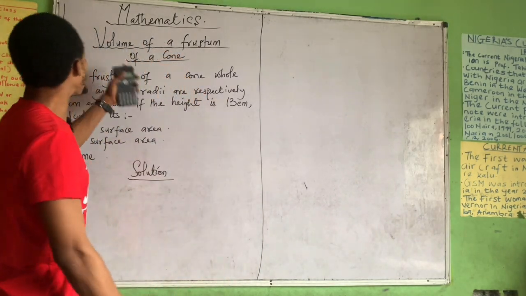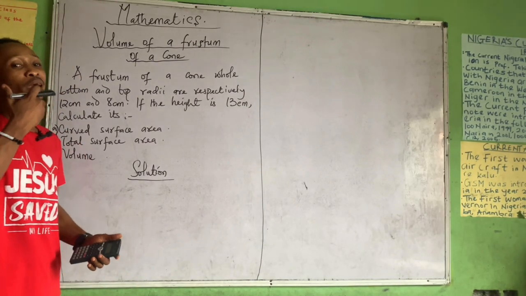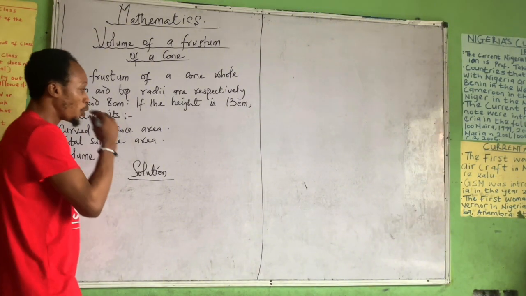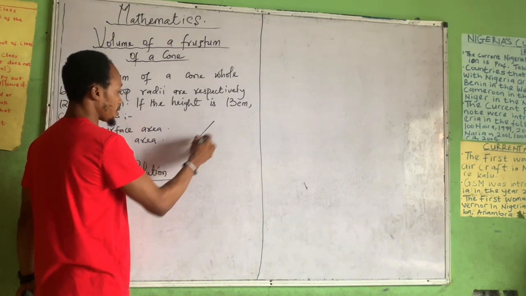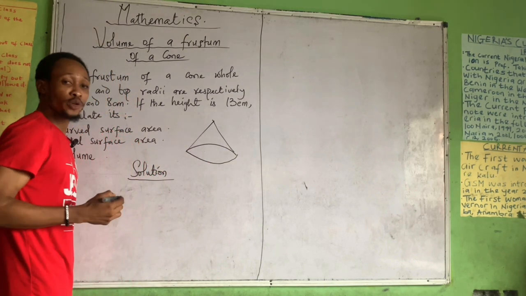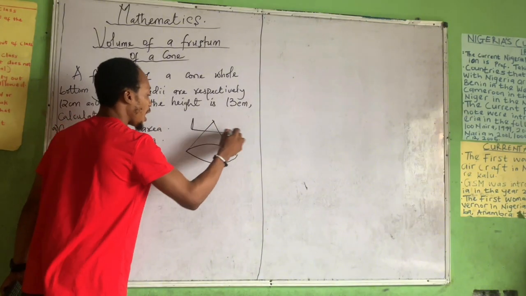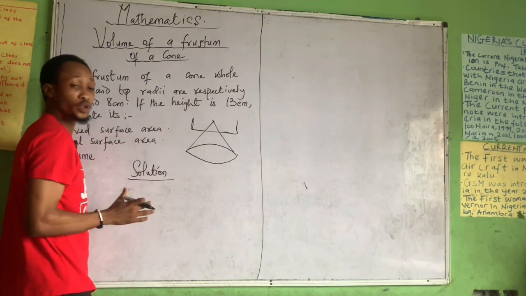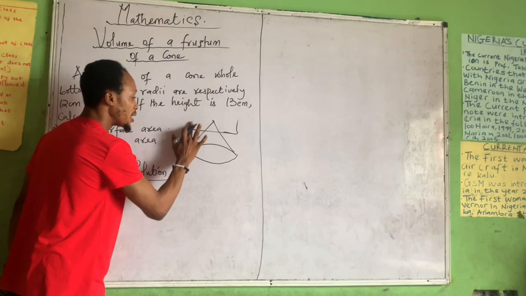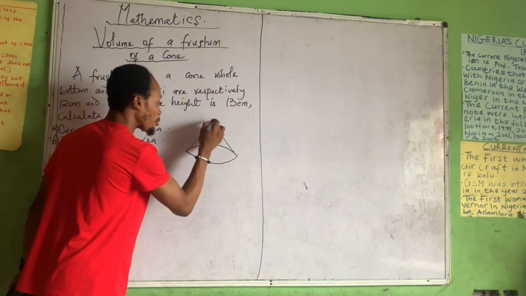Alright, we have the volume of a frustum of a cone today. Whenever you hear frustum of a cone, your cone is like this. So this is the diagram of a cone. But when we are talking about frustum, it means that a part has been cut out from the cone. So now it will be like this. This place has been cut out.